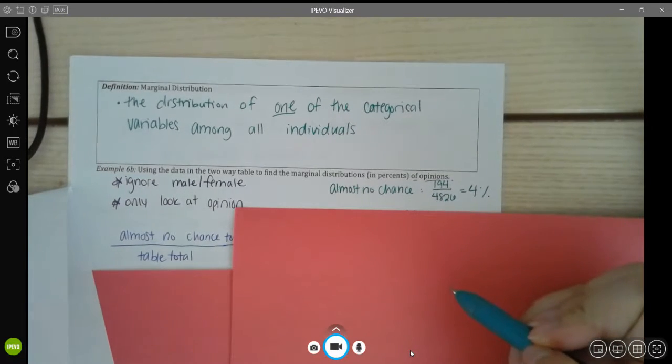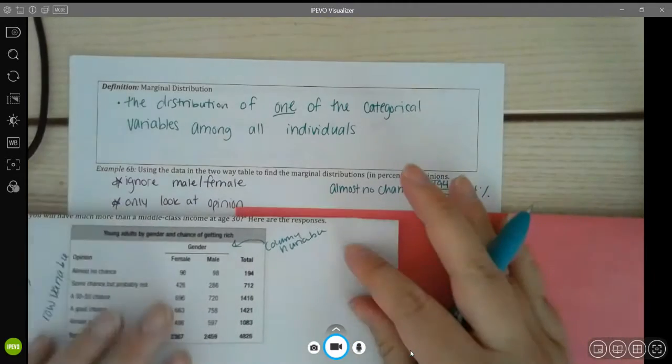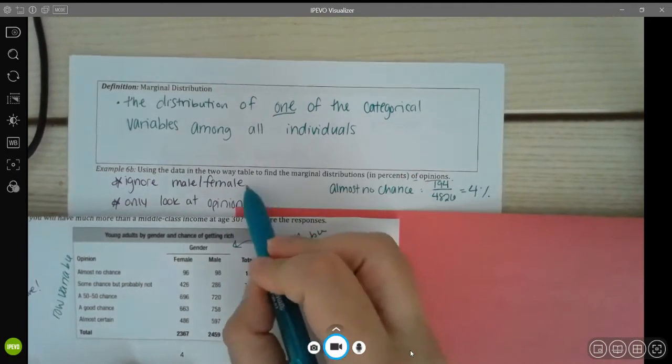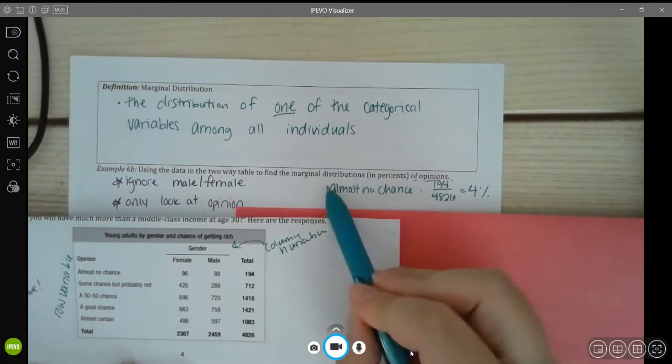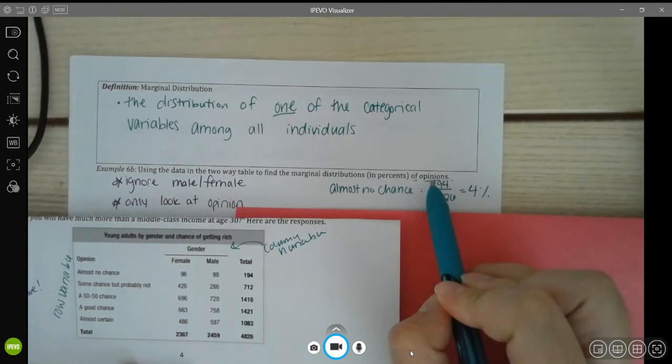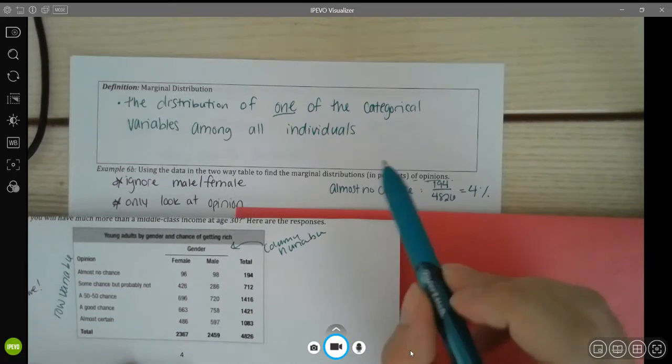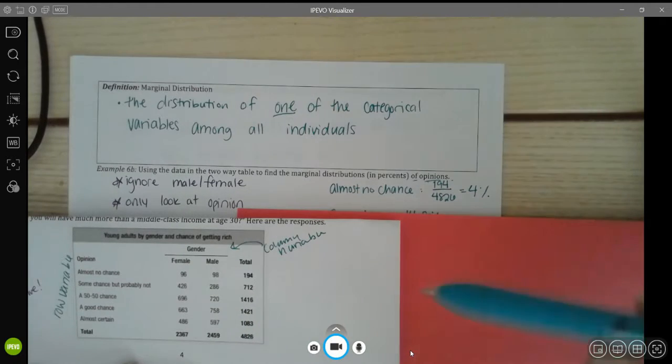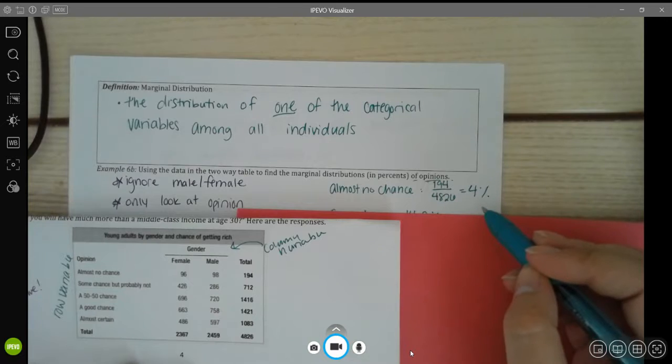So there's that math there. Thinking about what we're doing, we don't care if they're male or female. We want to find the marginal distribution of opinions. We only care about opinions, so I'm going to ignore the male and female numbers here. I only care if you think you have almost no chance of achieving it, which is 194 people over the total number of people that were surveyed, almost 5,000 people, and we get 4%.